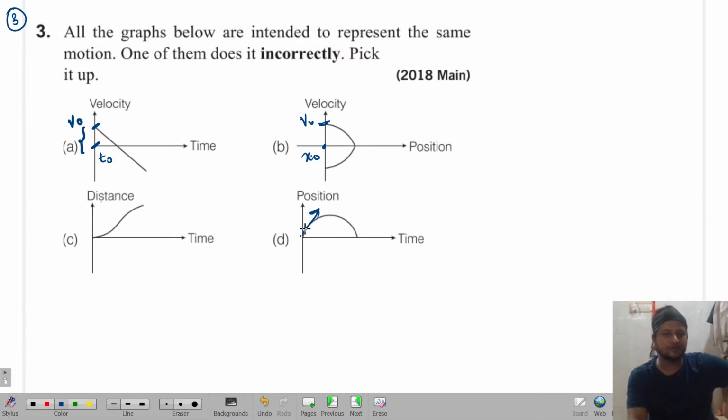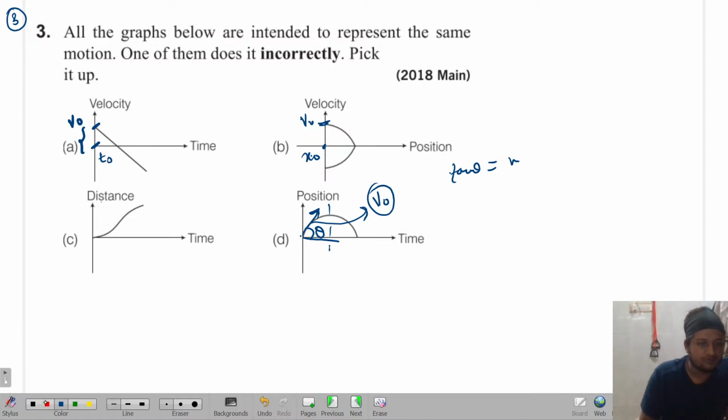So look over here. If you try to draw the slope for the initial part of the motion, what do you get? The slope is positive. That means initially there is also a velocity present over here, because if you draw the slope, it will give you theta over here. From this you can calculate tan theta. So tan theta is going to give you some value. That means there is definitely some initial velocity present in this graph also.